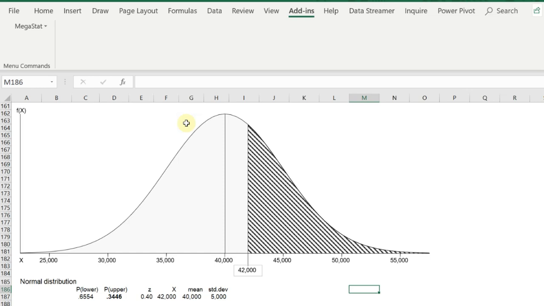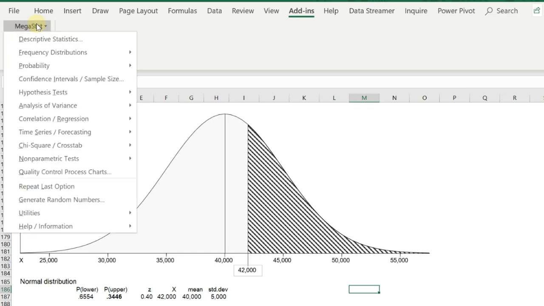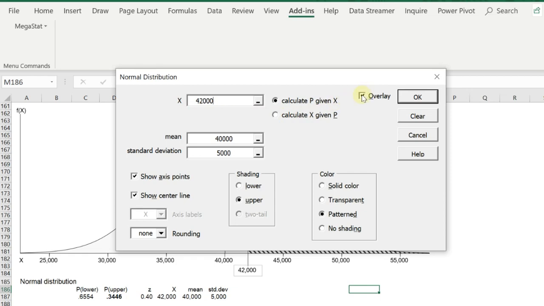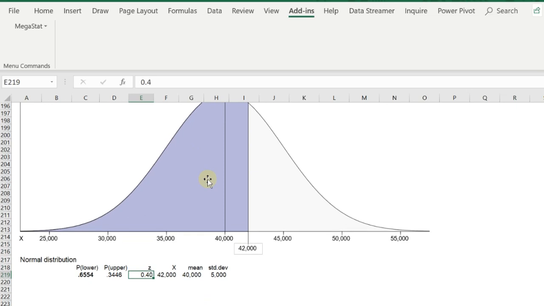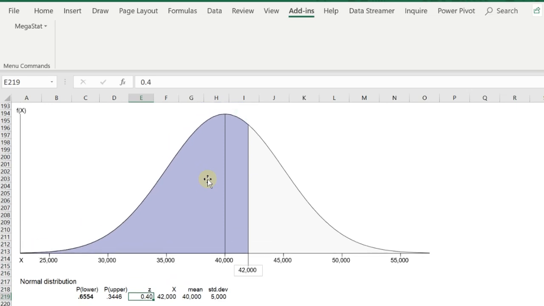Next, in part B, between 32,000 and 42,000. I'm going to go Megastat, probability, normal. Now, remove the overlay. Since it's between 32,000 and 42,000, we're going to put the higher number first, 42,000, and go lower. My shading, I want to change to transparent, and hit OK. And that will generate my distribution. There you go, but that's not the answer we want.